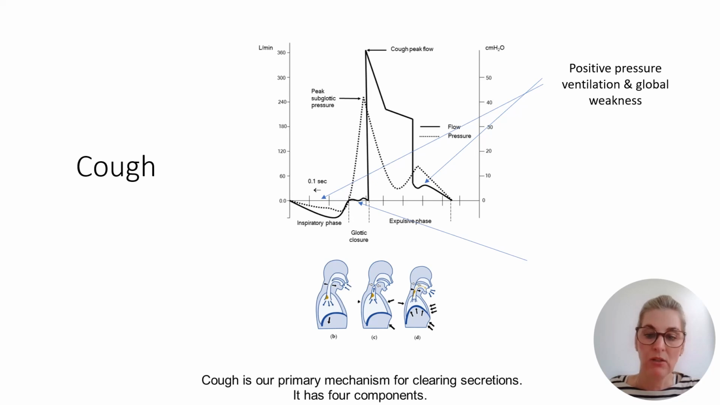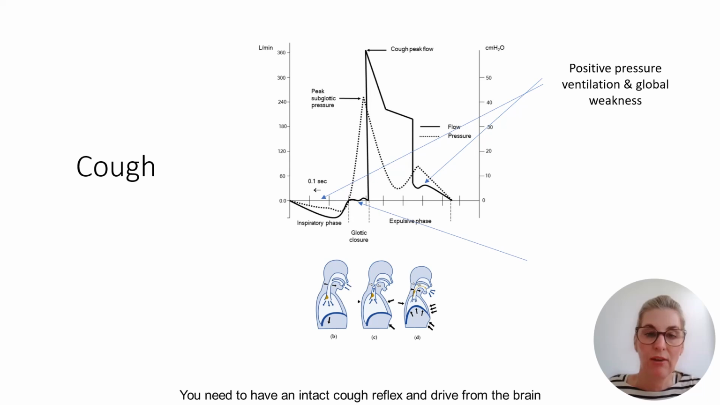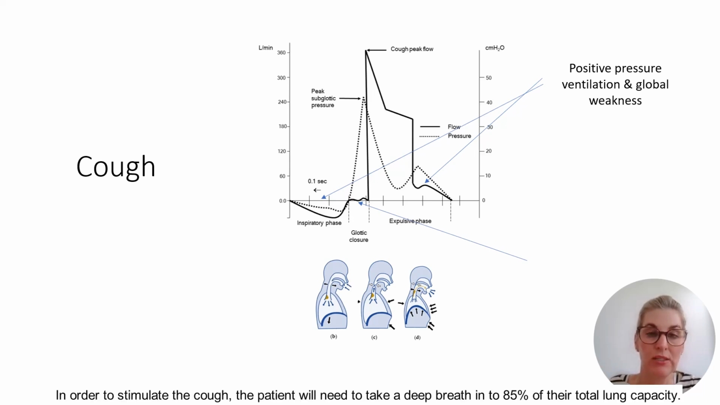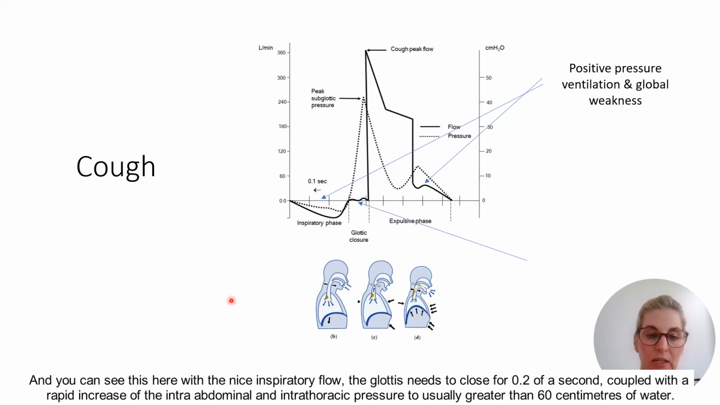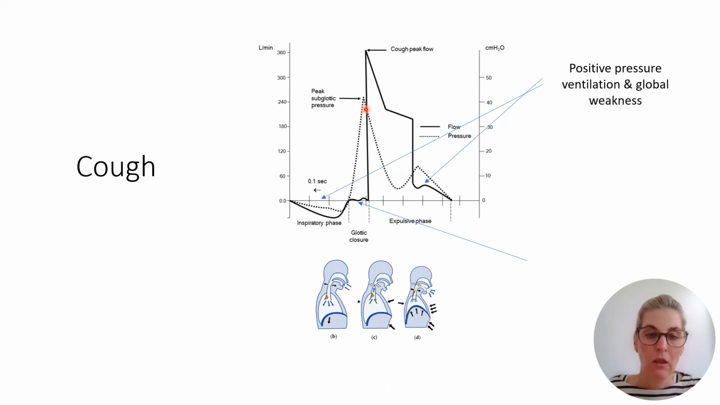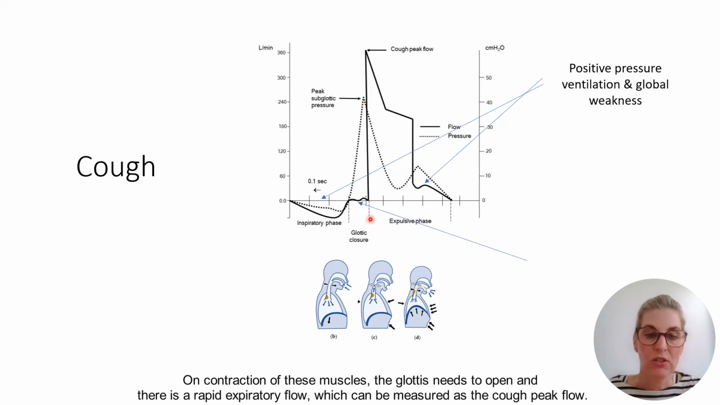It has 4 components. You need to have an intact cough reflex and drive from the brain in order to stimulate the cough. The patient will need to take a deep breath in to 85% of their total lung capacity. And you can see this here with the nice inspiratory flow. The glottis needs to close for 0.2 of a second, coupled with a rapid increase of the intra-abdominal and intrathoracic pressure to usually greater than 60 centimetres of water. On contraction of these muscles, the glottis needs to open, and there is a rapid expiratory flow which can be measured as the cough peak flow.